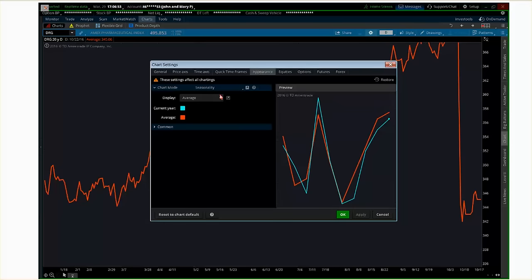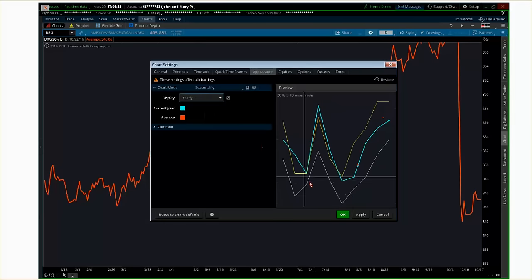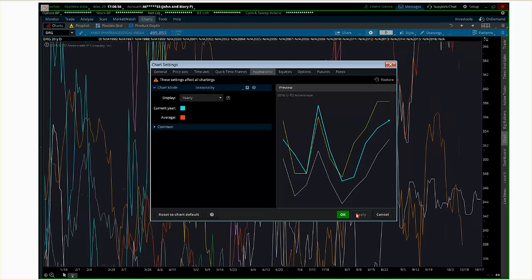And what are we going to do? We're going to go to appearance. We're going to not average it out. I'm going to go yearly. I'm going to hit apply. I'm going to hit OK.